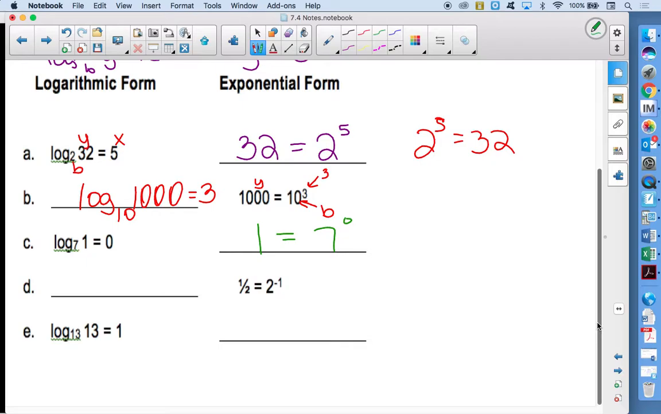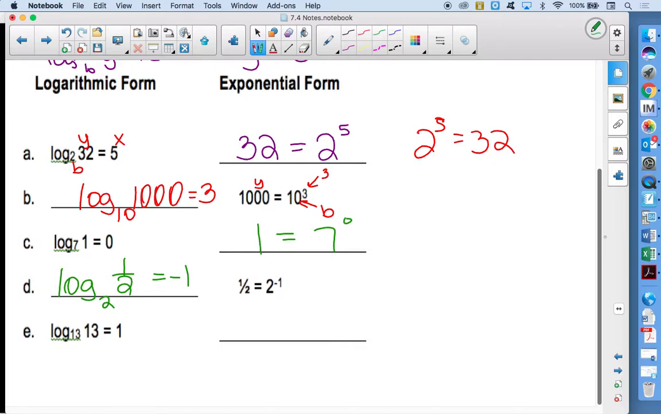Sam, do you think you could write it as a log? It's gonna be log base 2 of 1/2. Good. Equals negative 1. And then the last one here, log base 13 of 13 equals 1.